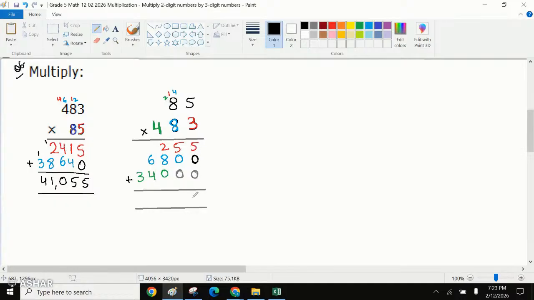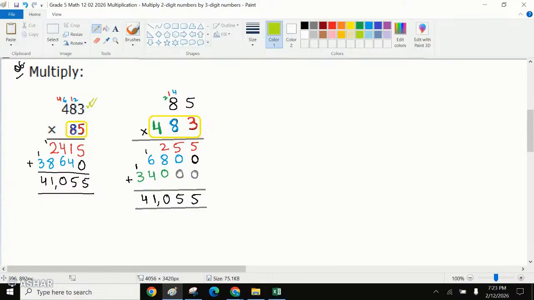Let's add them and see if we have the same answer. 5 plus 0 plus 0 is 5. 5 plus 0 plus 0 is 5. 2 plus 8 is 10. We carry 1. 1 plus 6 is 7. 7 plus 4 is 11. We carry 1. And we still get the same answer. The difference is that in this case, the 3-digit number is at the bottom, whereas before the 2-digit number was at the bottom. So what I would recommend is always keep the 3-digit number at the top.